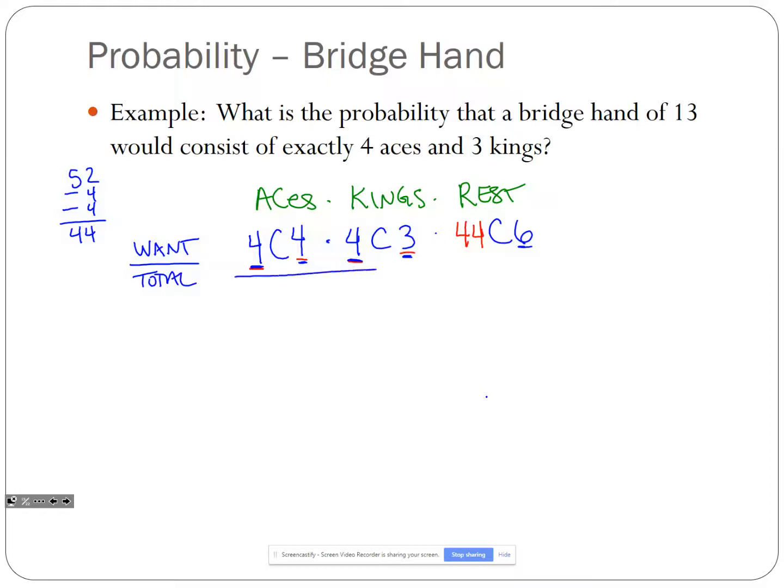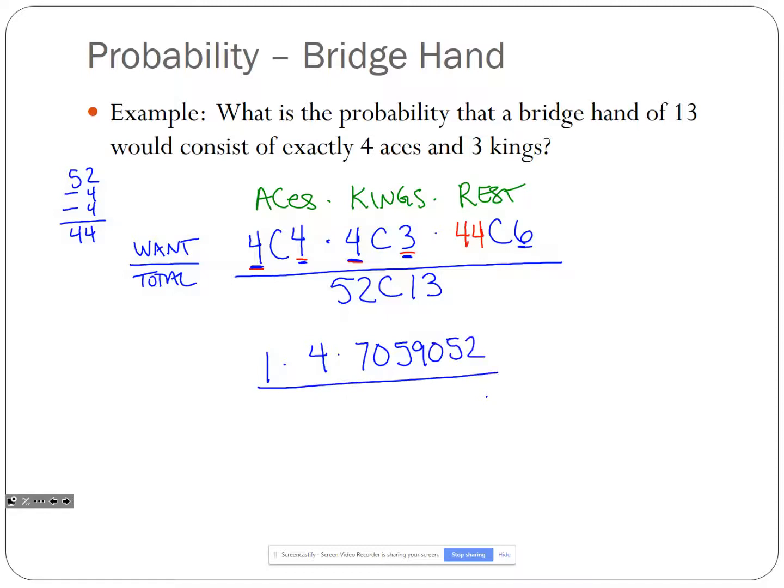For probability, we need to divide that by the total number of ways a bridge hand can be dealt. Well, there are 52 cards in a deck, and we would like to choose a hand of 13. So use your calculator for combination. 1 times 4 times 7059052, divided by, this is a huge number. Use scientific notation, it's so big.